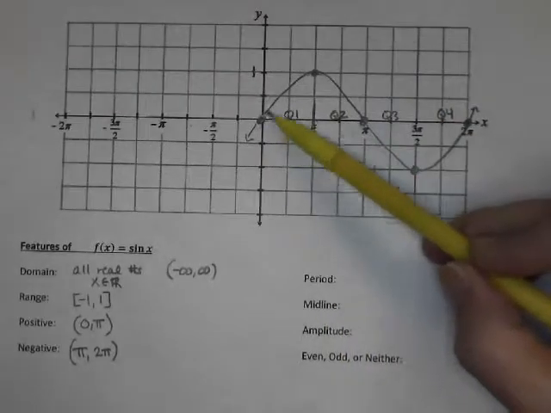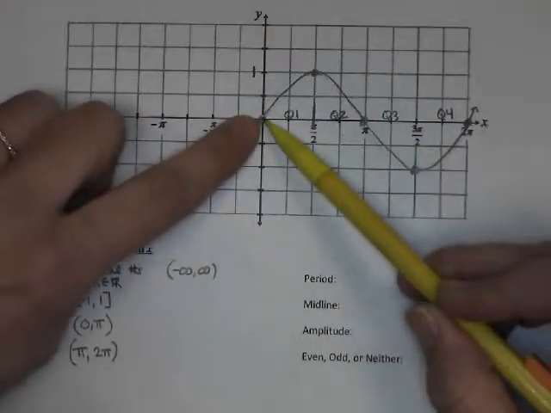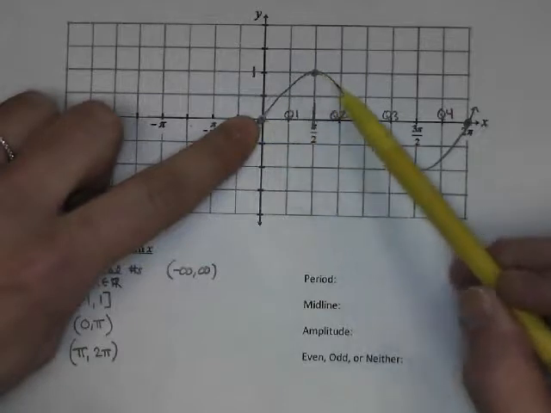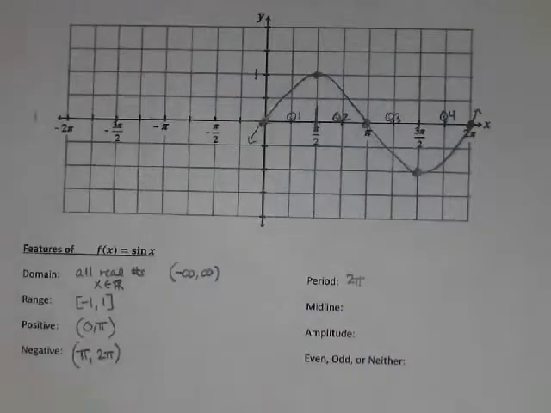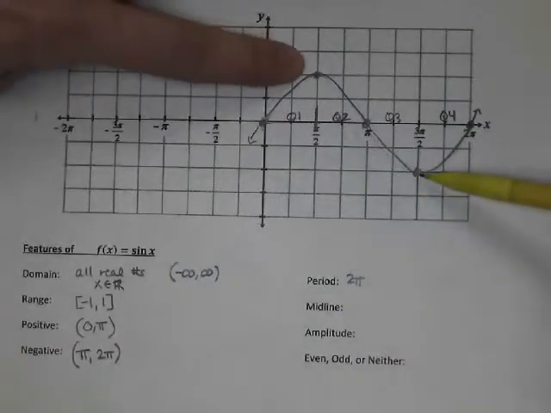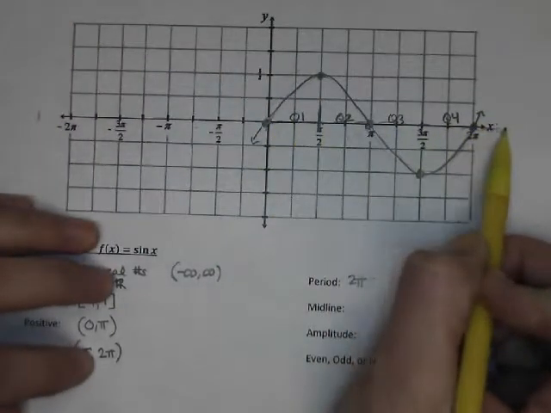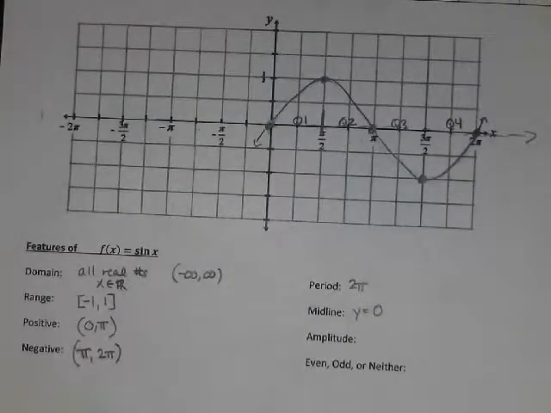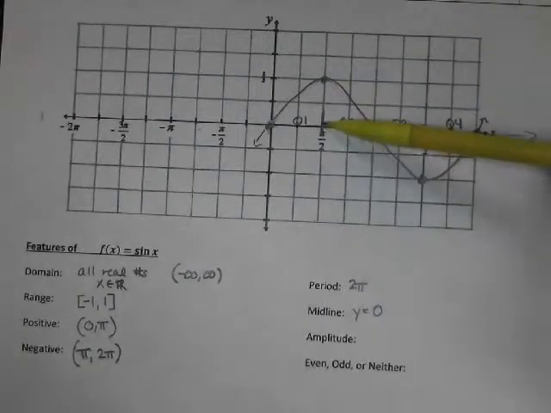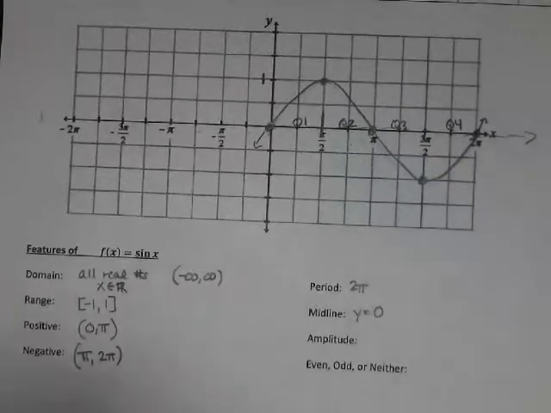The period, how long is this cycle? And this is hugely important. The cycle starts at 0 and ends at 2 pi. So the period is 2 pi. The midline, halfway between the max at 1 and the minimum at -1, is right at 0. So that's y equals 0, horizontal line. The amplitude, how far above the midline does this go? 1 unit. How far below the midline should be the same, 1 unit. So the amplitude is 1.